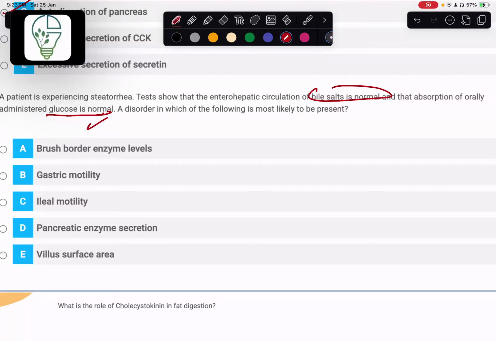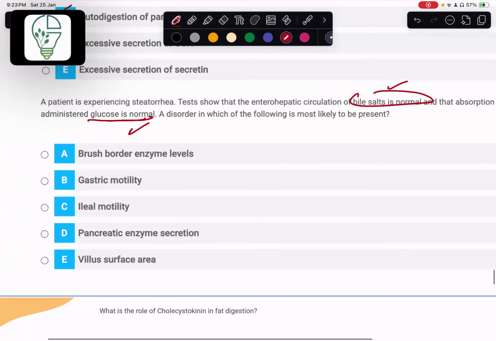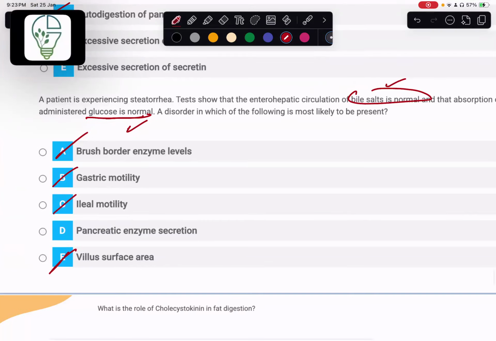As we said, bile salts are normal, fats and lipids are soluble. Glucose absorption is normal. Brush borders are normal. We cancel the brush border. We cancel out the surface area. And then we have the motility. It has nothing to do with the case. We are left with pancreatic enzyme secretion. The fats are soluble and have a large surface area by bile salts, and the absorption is normal. The only deficient thing is going to be the enzyme itself breaking it down. So the answer is D.